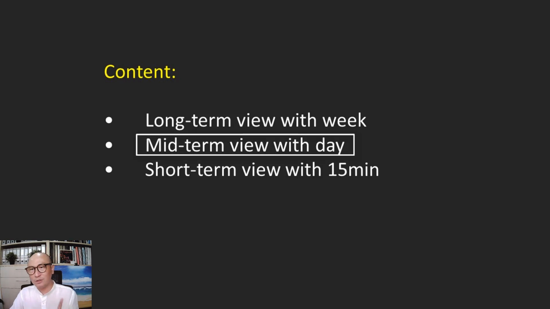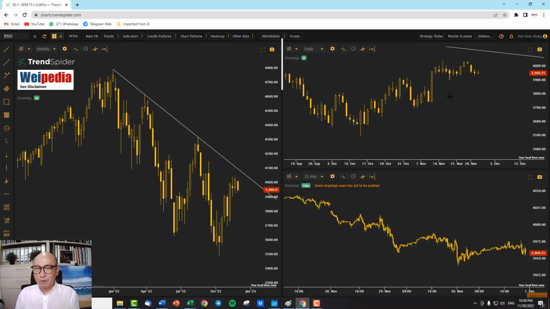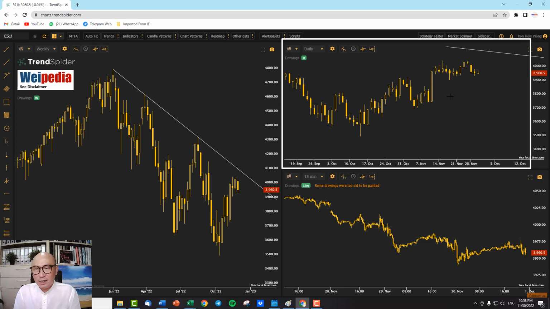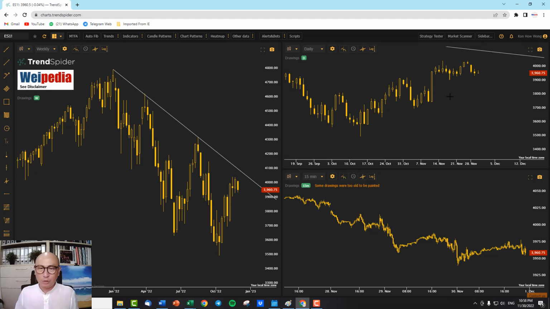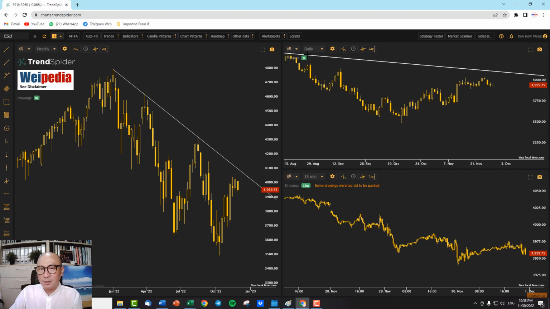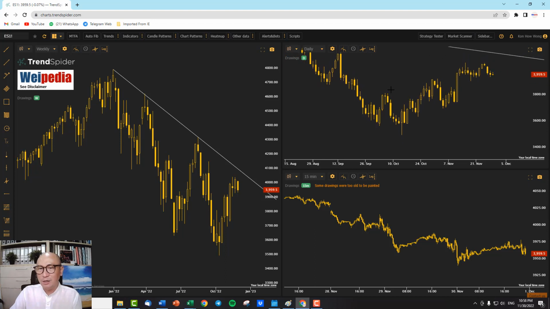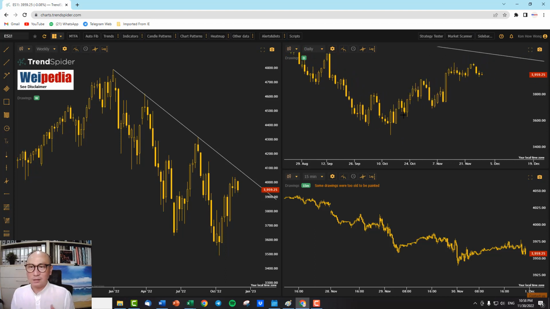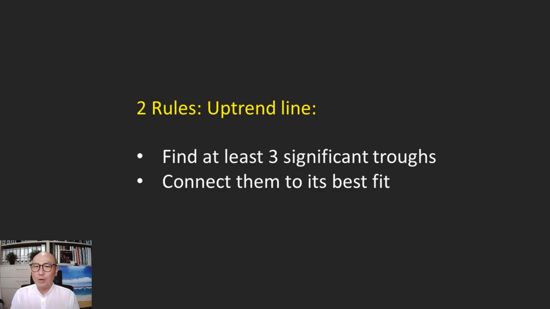Now let's move over to the daily chart. We still remember that the daily chart is for the mid-term view, which could be a position trade holding for a few days to a few weeks. Applying the same rule, we can see on the daily chart that the weekly chart downtrend line is here. But if I expand a little bit here, what do you see on the daily chart? It seems like it's forming an uptrend. We're going to combine the two together, the weekly and the daily chart, and we have to understand the rule of drawing an uptrend line.